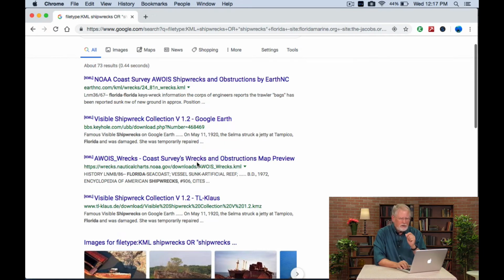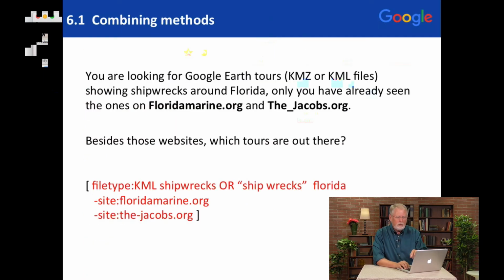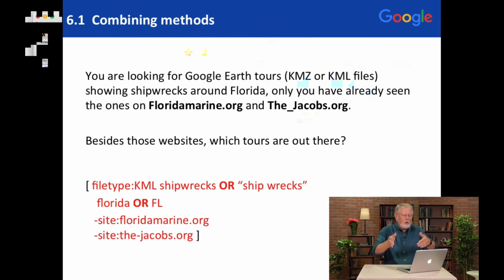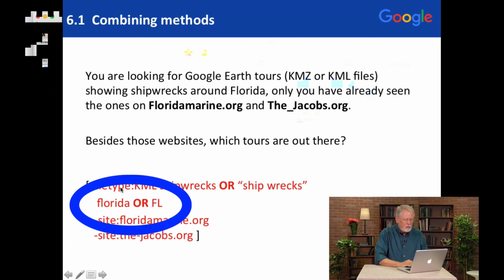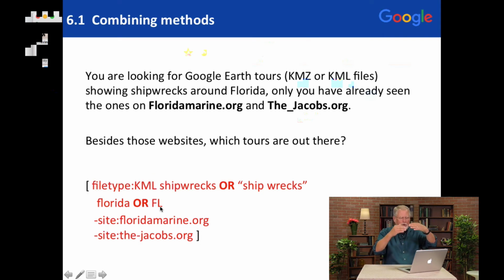But there's one more modification we could make here. Let's try it out and see what happens. One thing we could do is to recognize that Florida is a state name, but some of those sites might have used the abbreviation FL to designate the state. So we could modify the query like this, say Florida or FL. That's what we see here. So now we've got the whole query, filetype, shipwrecks, "shipwrecks" as a phrase, Florida or FL, and these minus site things we've seen. Let's try this search.